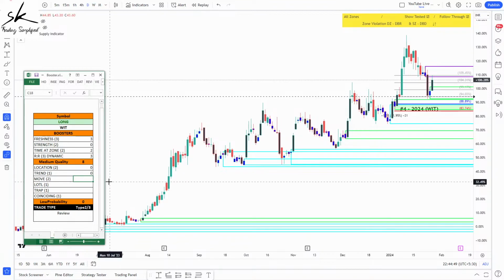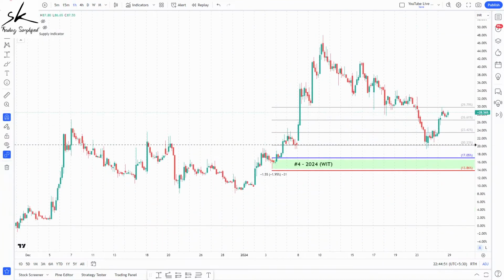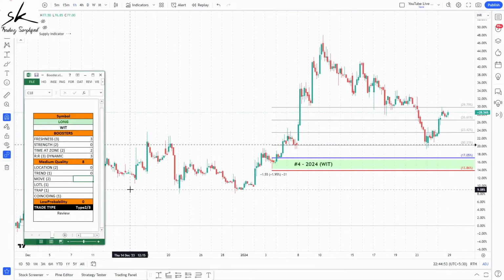Now, move from the zone: we need a minimum of 3:1, and do we have a move which is more than 3:1? The answer is yes, so it gets a score of 2. It is a case of level on top of level. It is also a coinciding level. So by default, it has already converted into a type 1 trade.